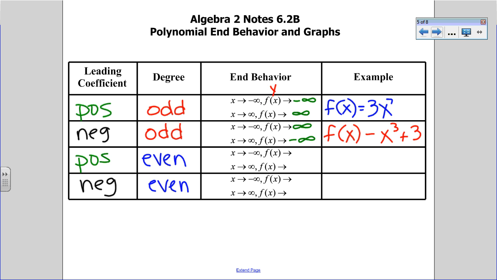Now, what's going to determine that? It's going to be your leading coefficient. So if I have a leading coefficient that's positive for my even function, Michelle, these both are going to go to positive infinity.